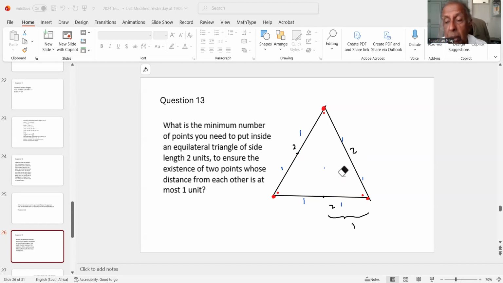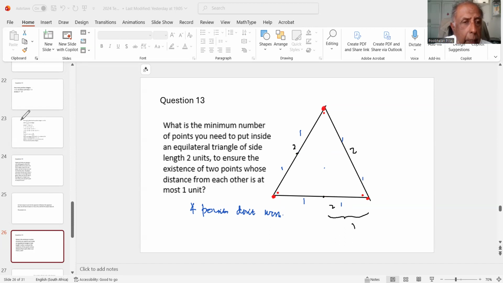These 3 together with the middle one. So it doesn't work. So 4 points doesn't work. We want to know what is the minimum number of points you need to put inside there. 4 points doesn't work. But what about 5? Okay, let's go back to this.